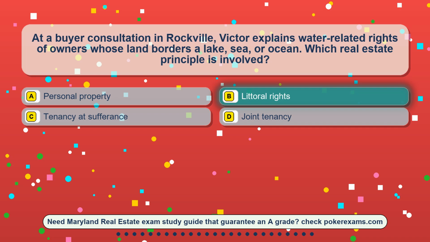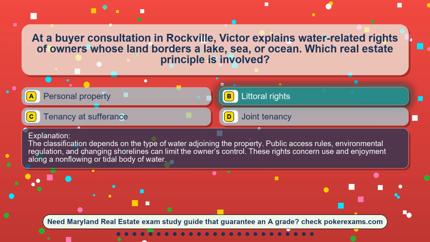The correct answer is option B, littoral rights. The classification depends on the type of water adjoining the property. Public access rules, environmental regulation, and changing shorelines can limit the owner's control. These rights concern use and enjoyment along a non-flowing or tidal body of water.